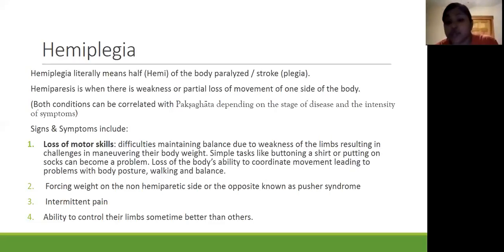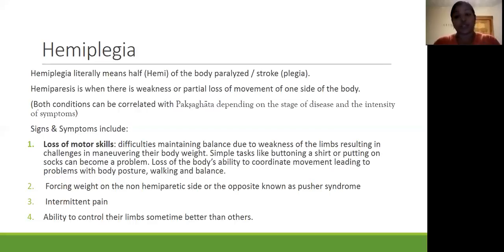The first is loss of motor skills. So that's difficulties in maintaining balance. The person's not able to balance their body because of weakness of their limbs. And they tend to have a challenge or a difficulty in maneuvering their body weight, because again, this is due to clear weakness. If we look at our body, we have quite a bit of weight, and our body works in tandem with all of the other structures in order for us to stand upright. So if there is weakness of any of the associated structures, like for instance the muscles, the nerves, the bones, then it's very difficult for us to first stand upright and then also to balance our body or even to move.